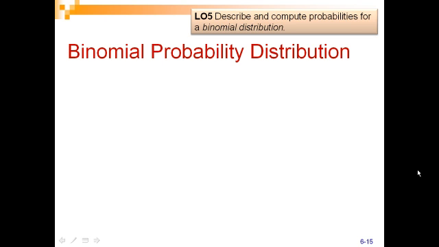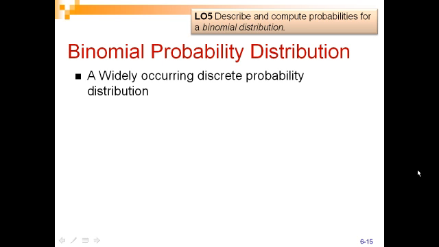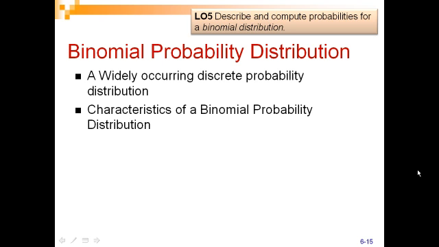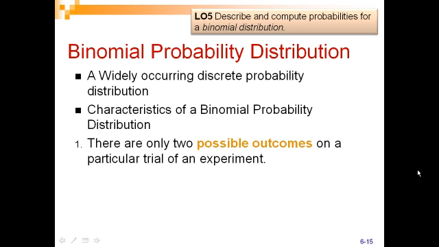Okay, now the first type of probability distribution is the binomial probability distribution. This distribution is a widely occurring discrete probability distribution. One characteristic of a binomial probability distribution is that there are only two possible outcomes on a particular trial of an experiment.